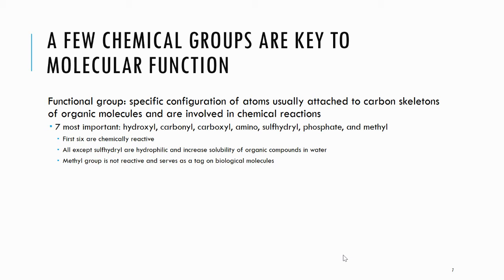There are several functional groups that are important for macromolecules, and they'll be attached to the carbon skeletons and will be what's involved when there is a chemical reaction to them. The 7 most important are hydroxyl, carbonyl, carboxyl, amino, sulfhydryl, phosphate, and methyl. The first 6 on that list are chemically reactive and do react relatively well.